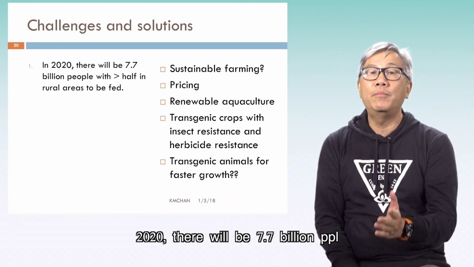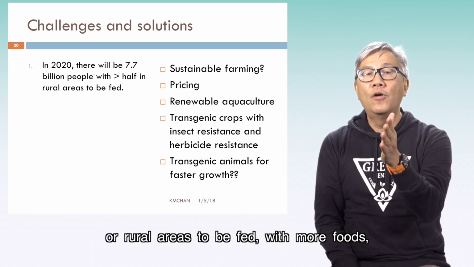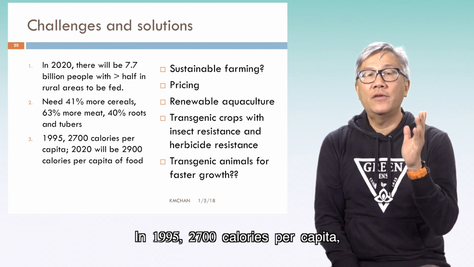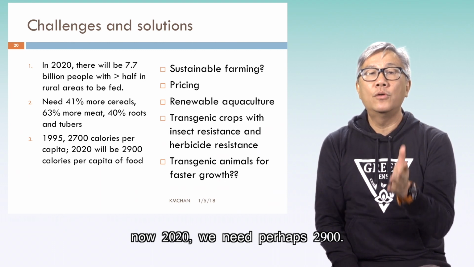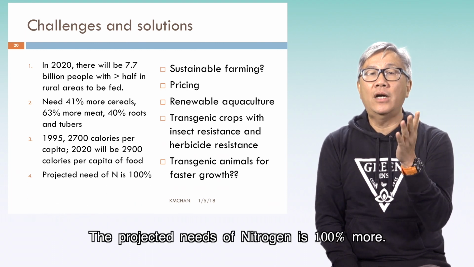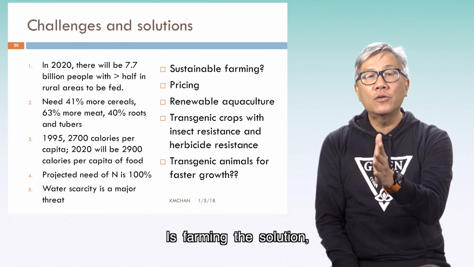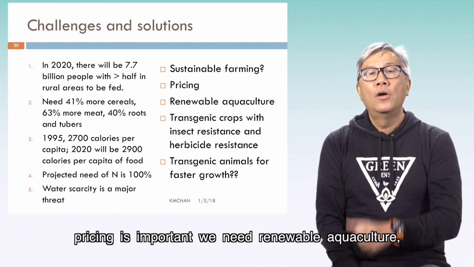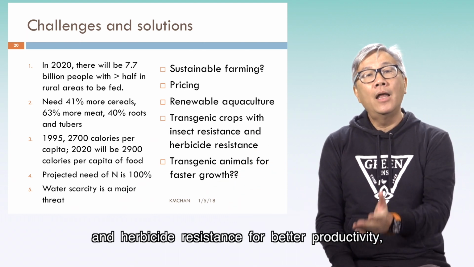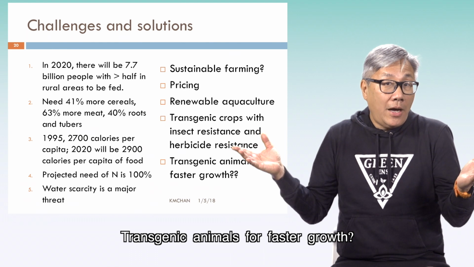By 2020, there will be 7.7 billion people, and more than half of them in the countryside or rural areas to be fed, with more foods, more cereals, more meat, etc. In 1995, 2,700 calories per capita, and now in 2020, we need perhaps 2,900. The projected needs of nitrogen is 100% more. Water scarcity is the major concern. Is farming the solution? Pricing is important. We need renewable aquaculture, transgenic crops with insect resistance, and herbicide resistance for better productivity. Transgenic animals for faster growth.